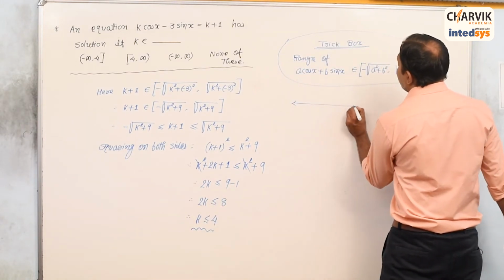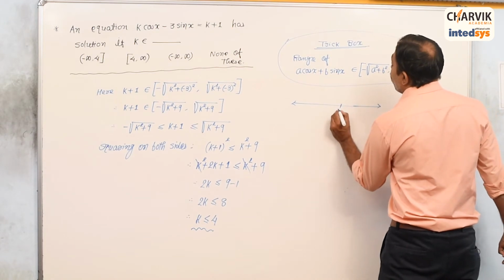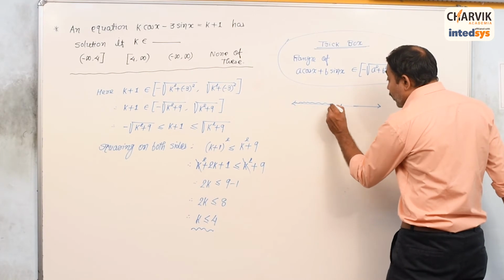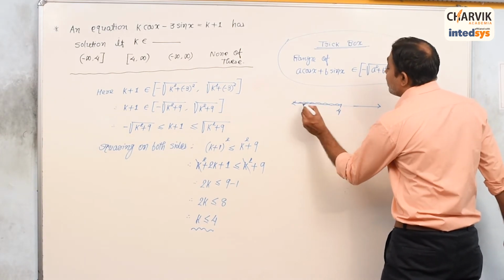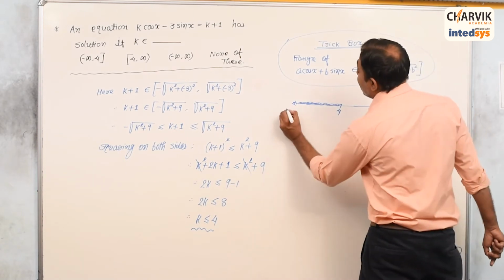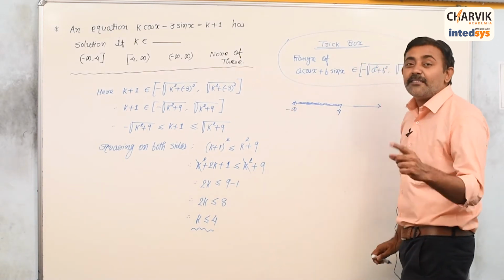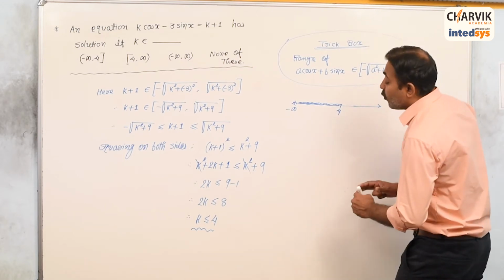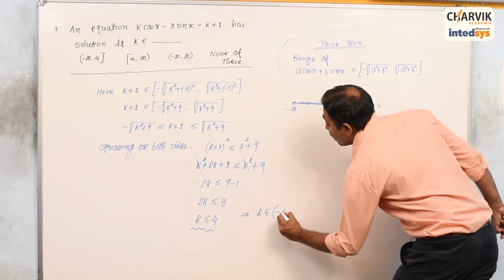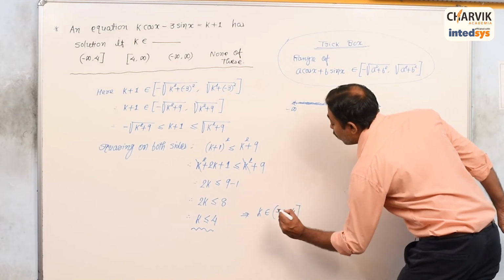And I hope you understand that as per this number line, 4 is here and the value of k is less than or equal to 4. So this is the set of all real numbers which are less than or equal to 4. Here is minus infinity. So this is the trick that we will apply here. So we say k belongs to minus infinity to 4.